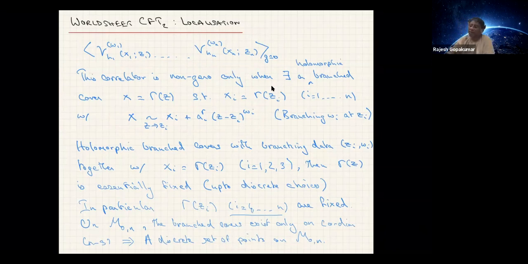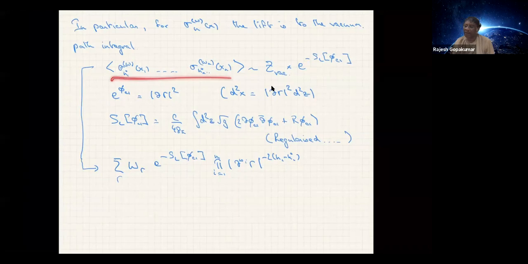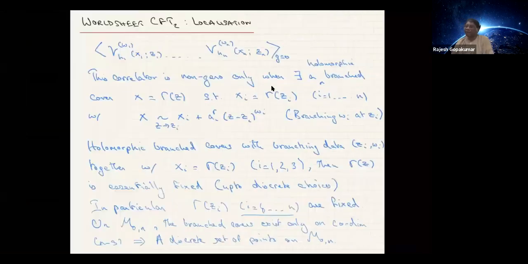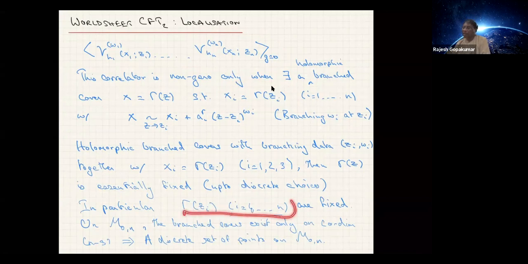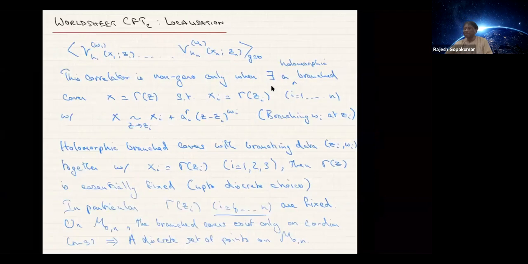So if I let my z's be arbitrary, in general, the correlator will be zero. Only if my z's are tuned. I fix my x1 to xn, because I'm fixing my correlator here. Then this correlator is non-zero only if the z's take some special values, which are the ones that the covering map determines. Only on that discrete set of points on M0n will this correlator be non-zero. Okay, is that clear? That's, in a way, the central point.